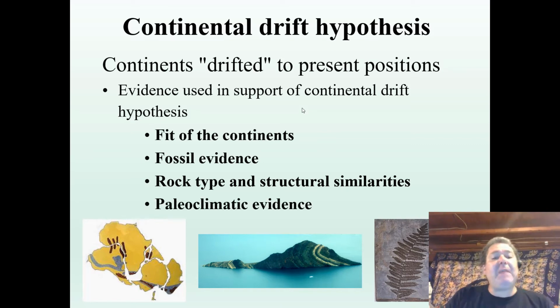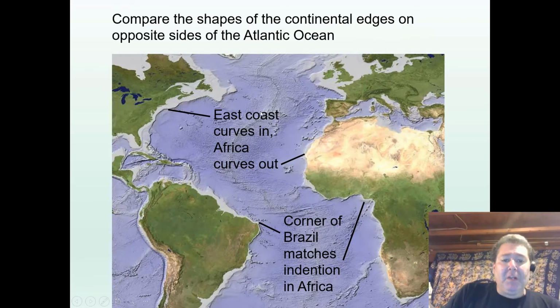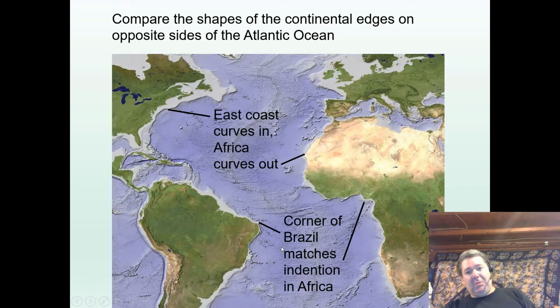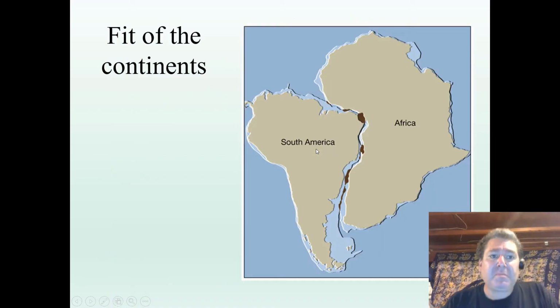and paleoclimatic evidence as well in the form of glacial evidence. Look at these individually here. Very noticeably, this corner in Brazil matches this indent in Africa very well, as this curve out along the African coast and the curve in along our North American coast tend to. I mean, that's very suspicious, isn't it?